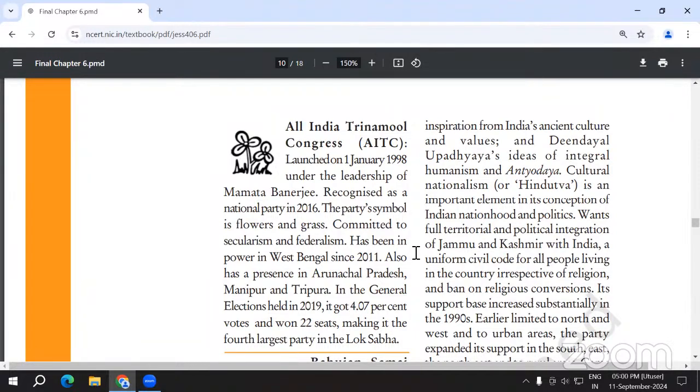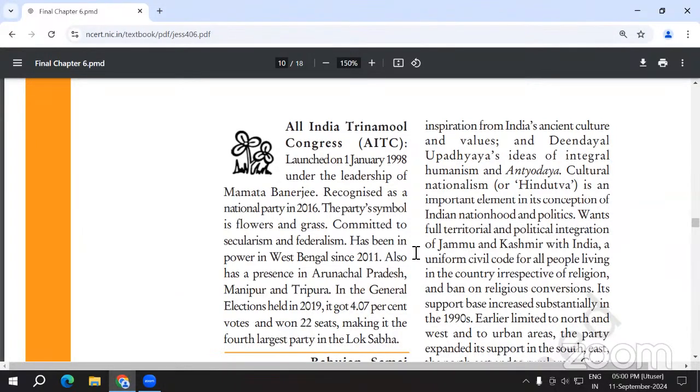Understood? Ban on religious conversions. Its support base increased substantially in the 1990s. We know that up to 1980 it was nothing. After 1980 also it contested in the elections, but it did not get votes. But when it comes to the 1990s, it started getting some votes. And in 1998, we know that BJP got some seats to form the government. You know that Vajpayee became the prime minister for a short term.